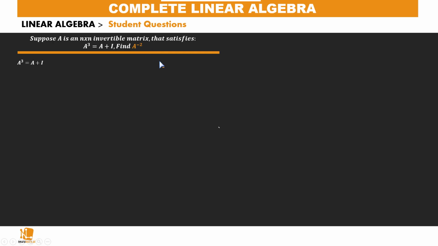Let's rewrite our equation. So here we have A cubed equals A plus identity matrix I. So if A is an n by n matrix, this I is actually I of n. Now, this implies A cubed minus A equals the identity matrix I of n. That's simply by taking this A and sending it to the left hand side.